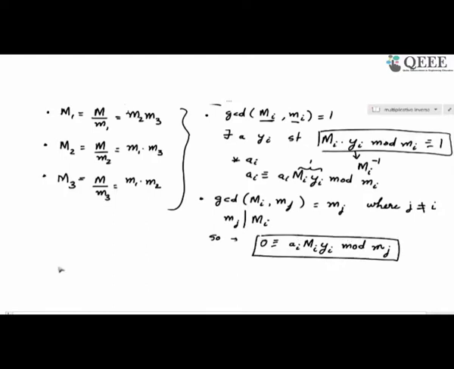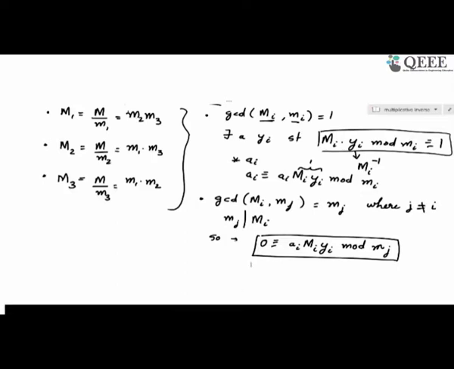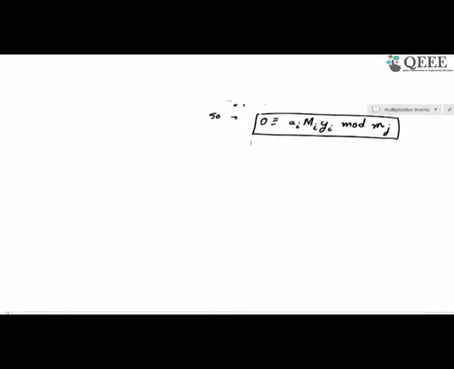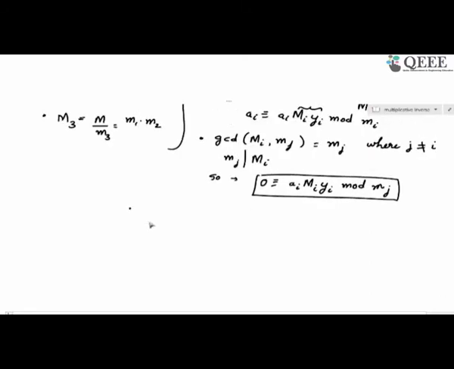Okay, so from this we can now define the Chinese remainder theorem. We can use this to solve for x in the following way: x is congruent to the sum of ai Mi yi mod M, where i is varying from 1 to 3 in this particular case.